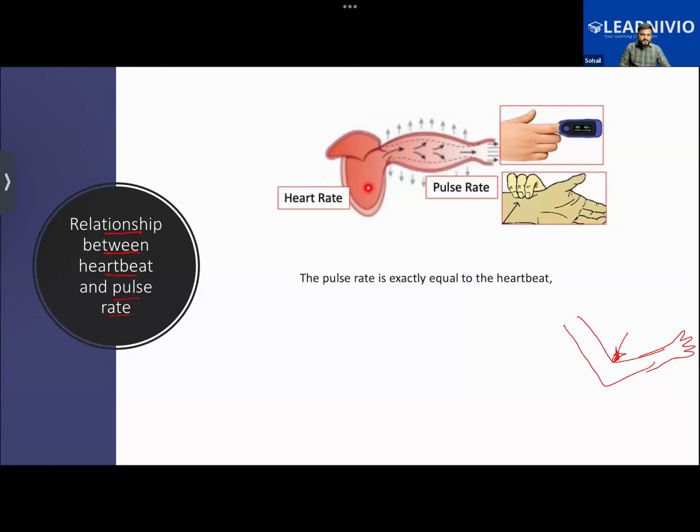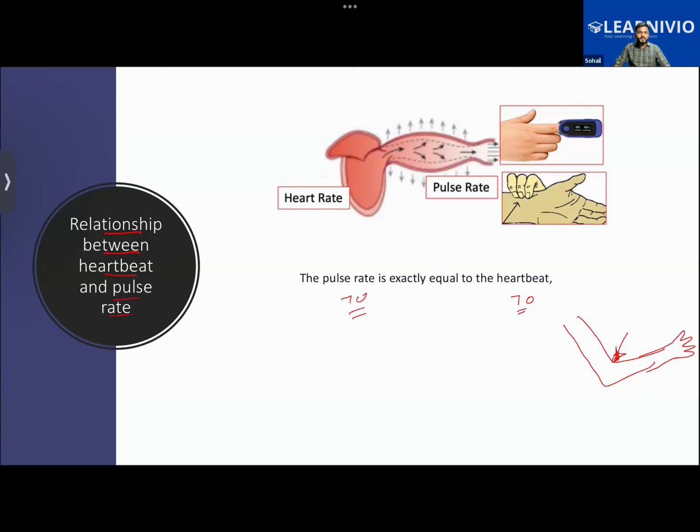So this is the heart, right? And you know about heart rate, as we have discussed, and we know about pulse rate, right? So both of them share a very close relation, that it would be almost exactly equal to the heartbeat. The pulse rate would be almost equal to your heartbeat. Getting it what I'm trying to say? So if a person has a pulse rate of, let's say, 70, the heartbeat would also be closely 70 beats per minute.